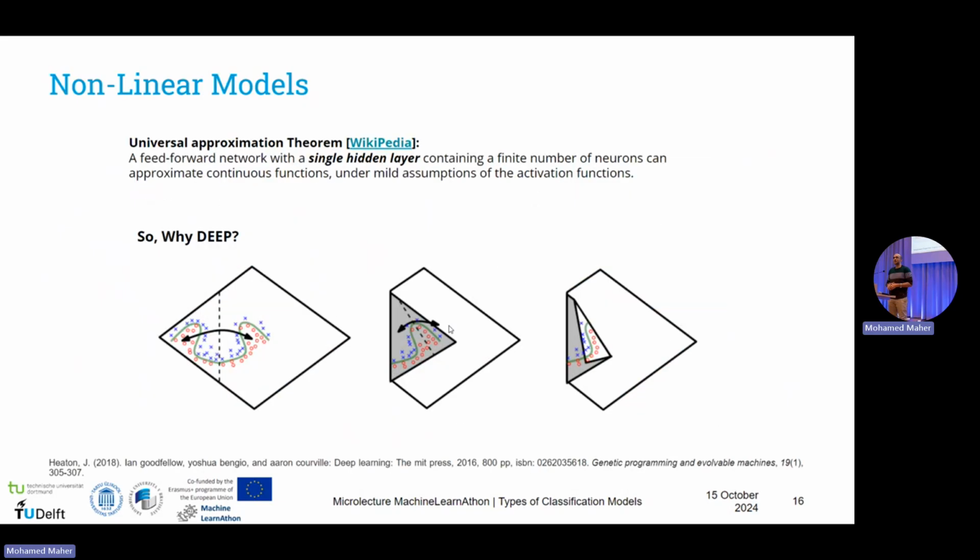So deep neural networks follow the universal approximation theorem, which says that a feed-forward neural network with a single hidden layer containing a finite number of neurons can approximate any continuous function, however complex. So why do we need many different layers, even if a single hidden layer could be enough?